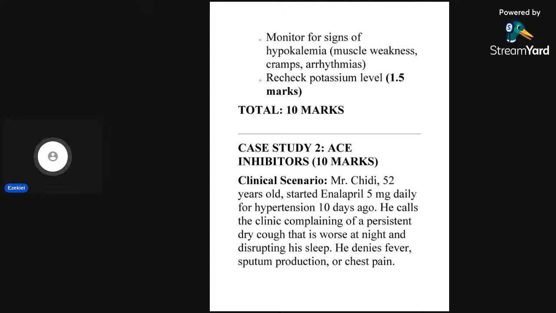And that cough usually worsens at night. I didn't mention this part about it worsening at night, I don't know if I did, but it's going to help us in answering questions from this case study.